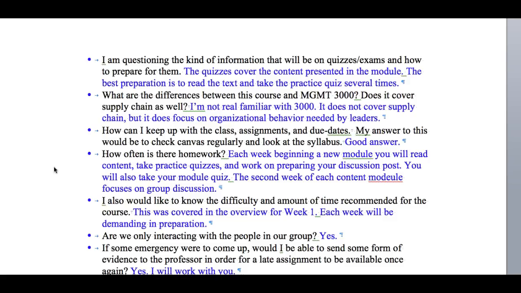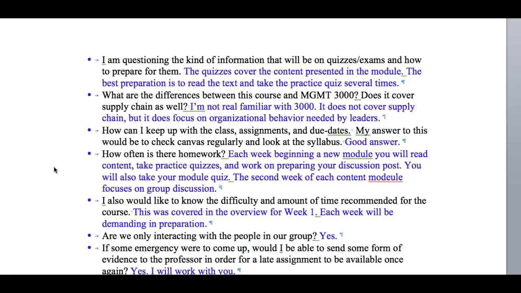What are the differences between this course, Management 3000? Does it cover supply chain? And I'll be honest with you, I'm not real familiar with Management 3000 yet, so maybe I will become, but this course does not cover supply chain. It focuses on organizational behavior needed by leaders. Right, how can I keep up with class assignments and due dates? My answer to this would be to check Canvas regularly, look at the syllabus. That's a good answer. I'll try to help keep you focused on due dates as well.